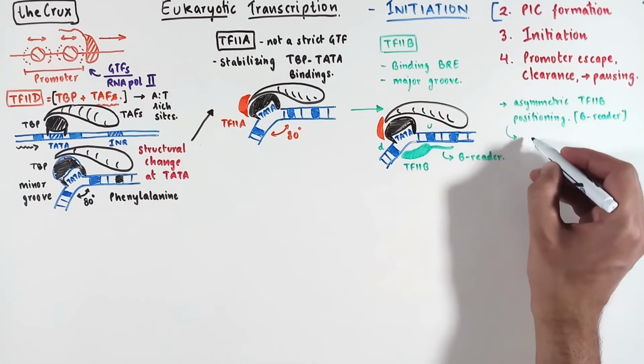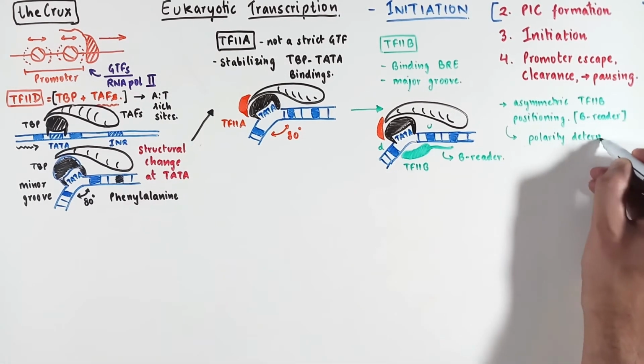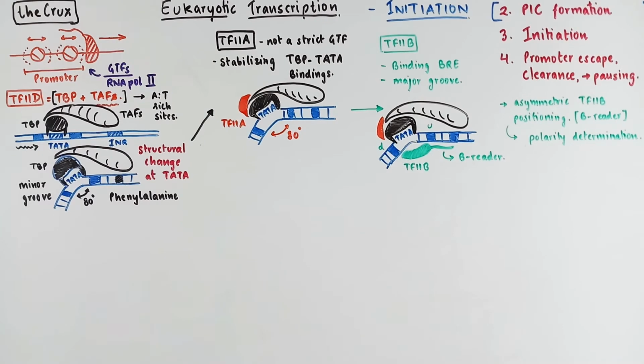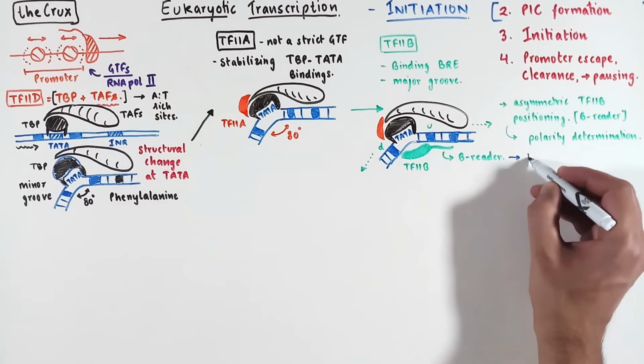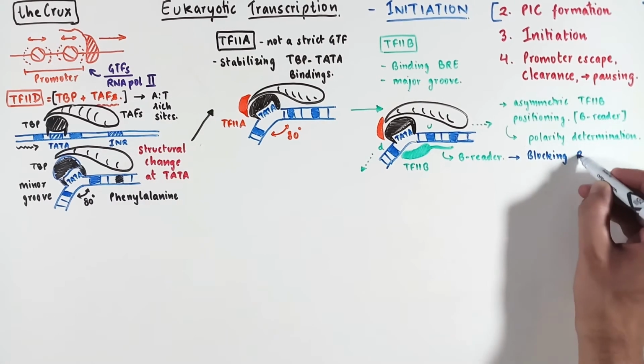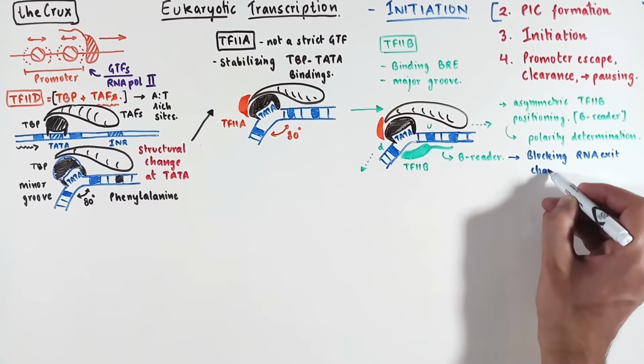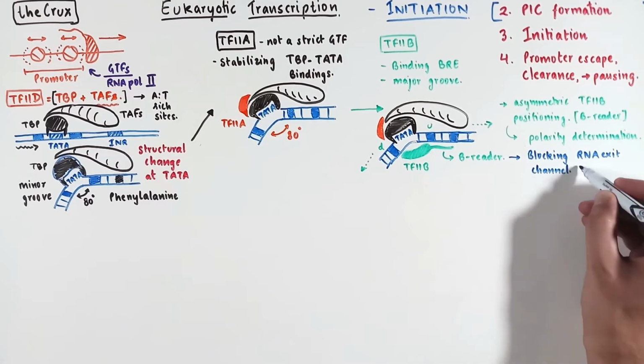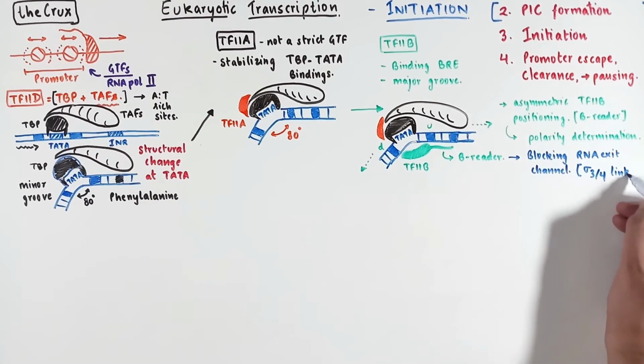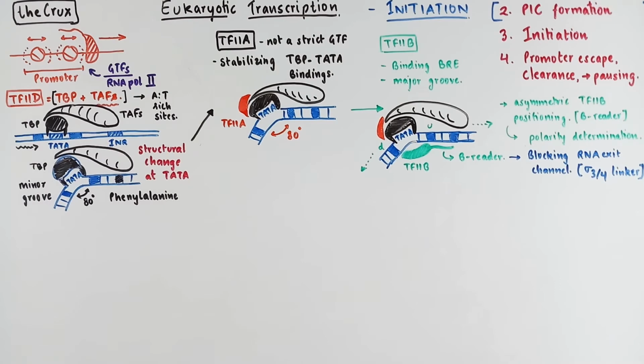And this reader unit determines the polarity of transcription. That is, whether the transcription should occur in the downstream direction or the upstream direction. Another important feature of the B reader to keep in mind is that when the RNA polymerase is recruited, it blocks the RNA exit channel and a fair amount of its active site. Compared to prokaryotic transcription, if you recall, this function of blocking the active site and the RNA exit channel was largely done by the sigma-3,4 linker protein.